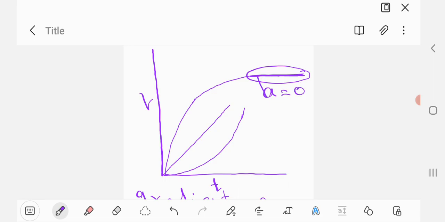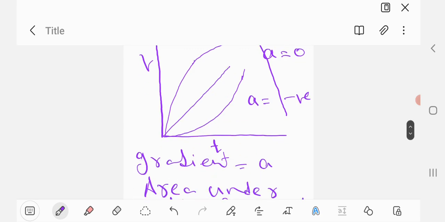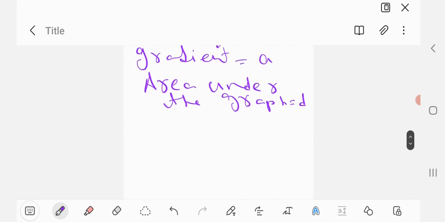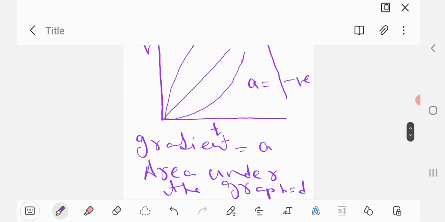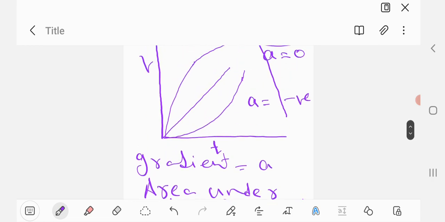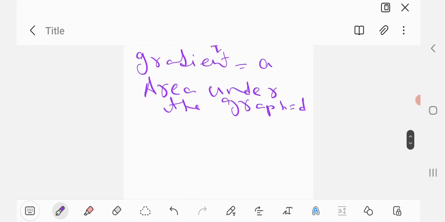But if the gradient is negative, we can say that acceleration is negative. Negative acceleration means the speed is decreasing. So if you are applying the brakes, then the speed is decreasing, and you can say that acceleration is negative. So guys, these two graphs are very important: the gradient of the speed-time graph gives acceleration, and the area under the graph represents the distance.